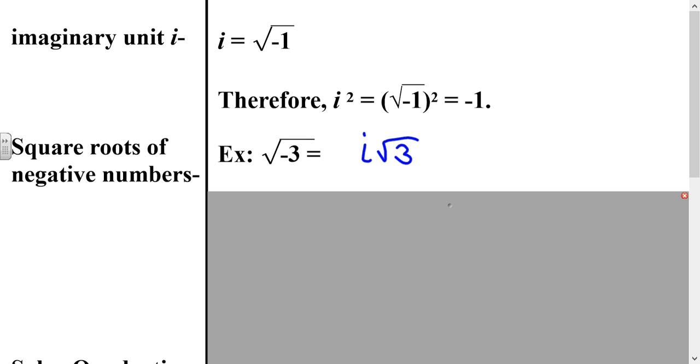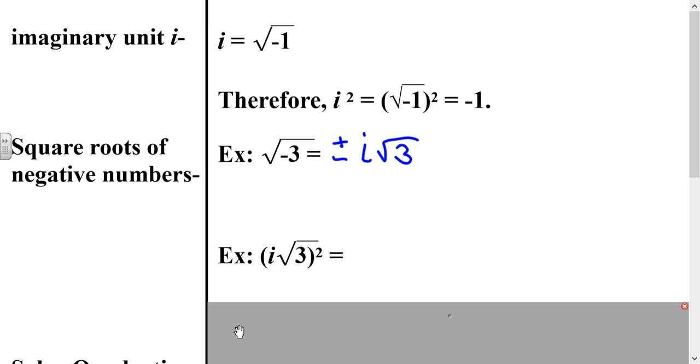Now remember, when I take the square root of a number, the answer can be both positive or negative, so you always want to include your plus or minus sign in front. So the square root of -3 would be equal to i square root 3, because the i just replaces the negative sign.